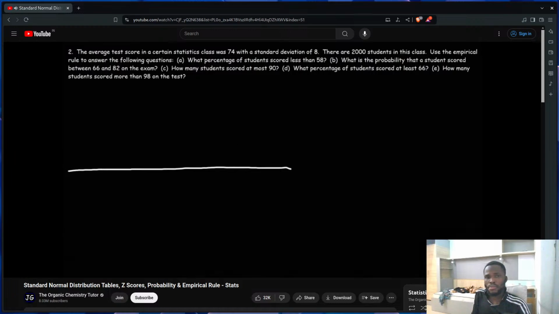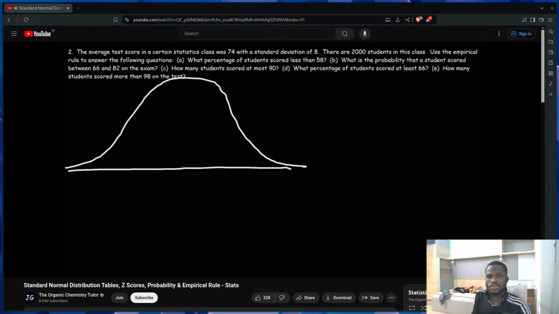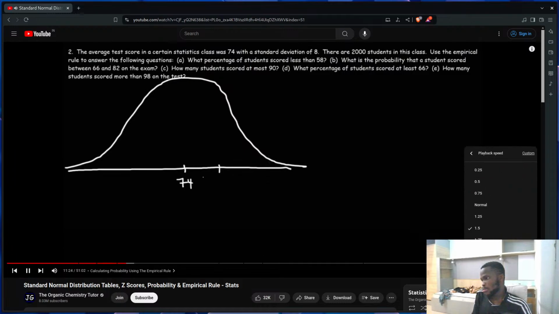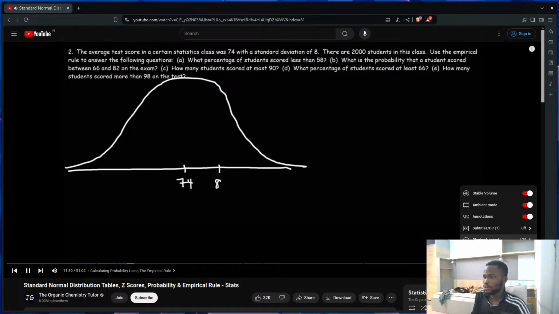Okay, maybe I need to draw a better picture. Let's say that's our bell curve, and in the middle somewhere is the mean. The mean is 74. Now this is going to be one standard deviation away from the mean, which is 8. So if we add 74 and 8, this will give us 82. Two standard deviations away from the mean will be 90, and 3 standard deviations will be 98.